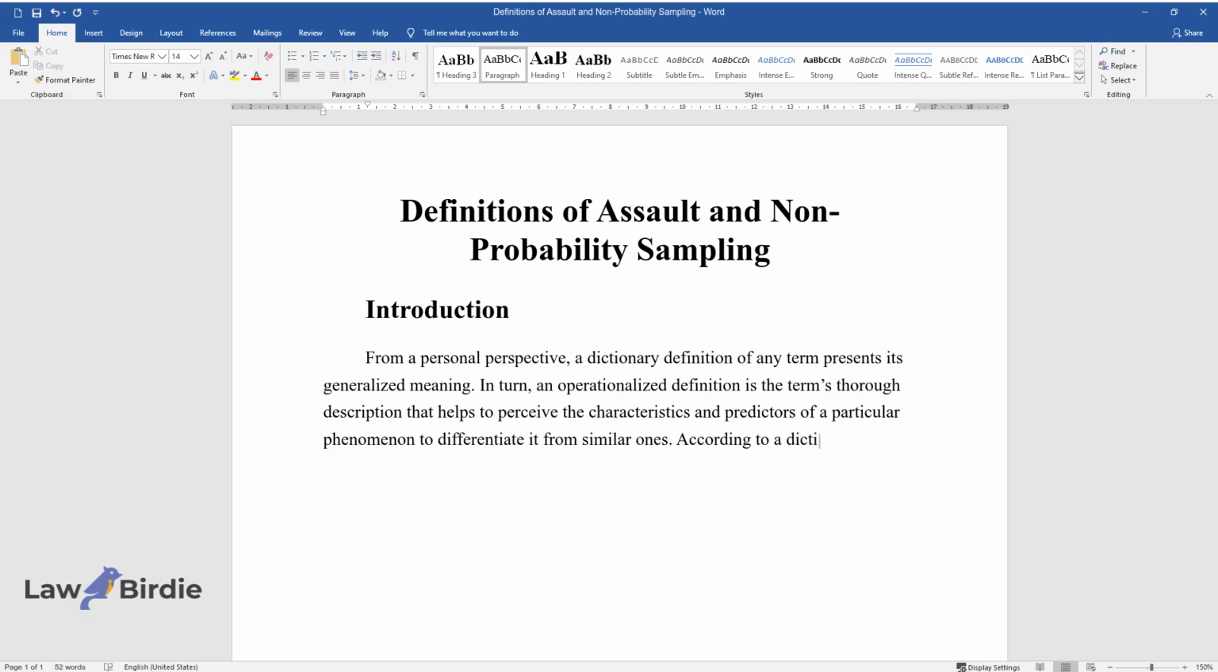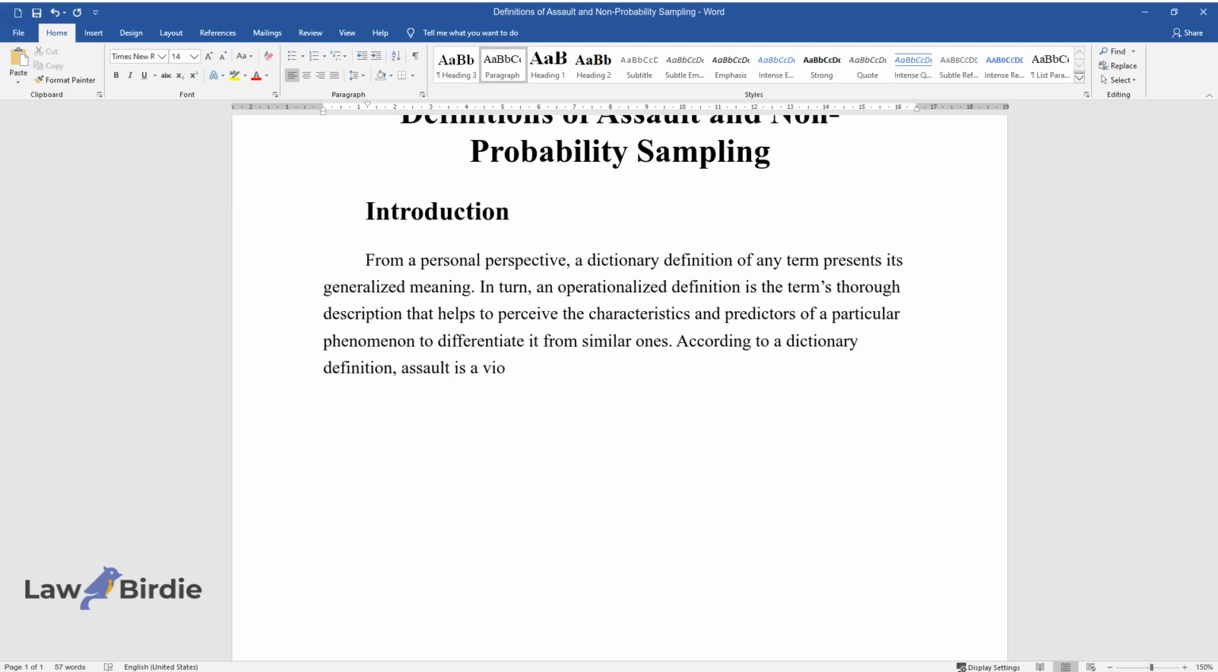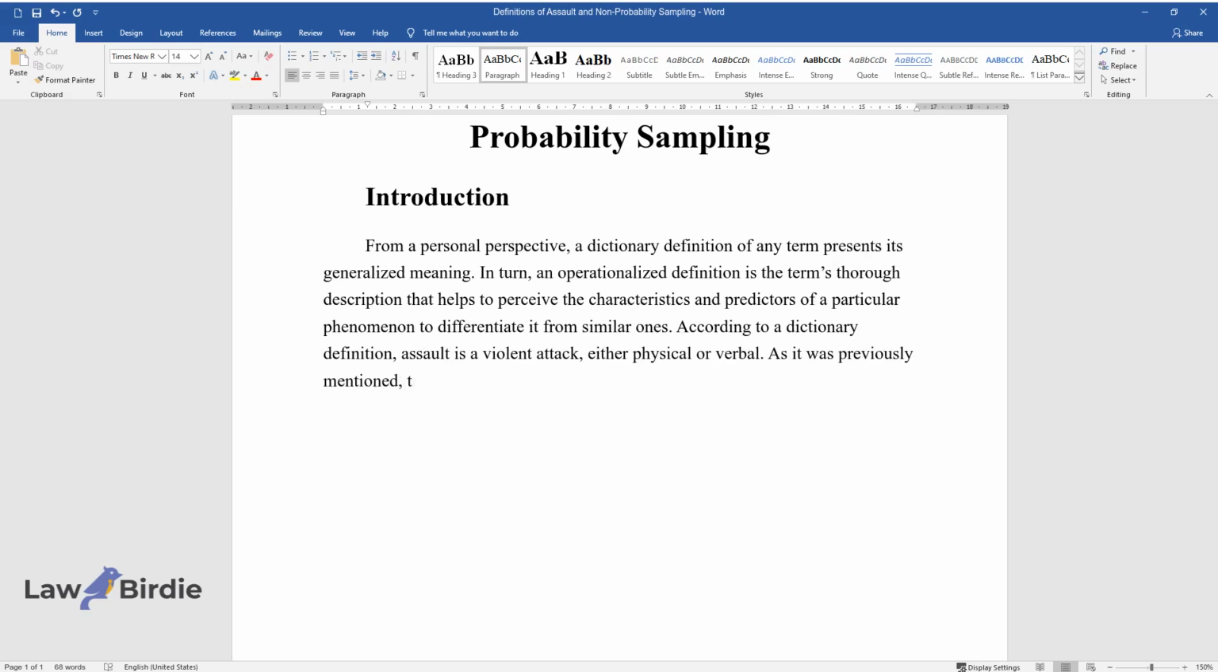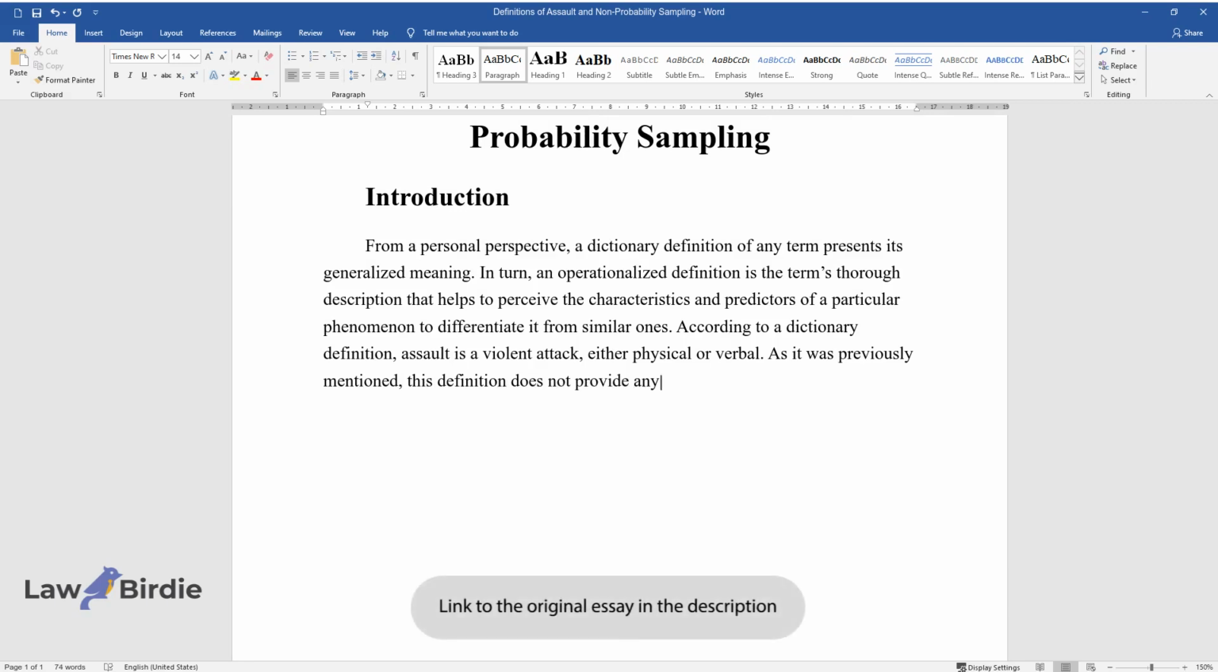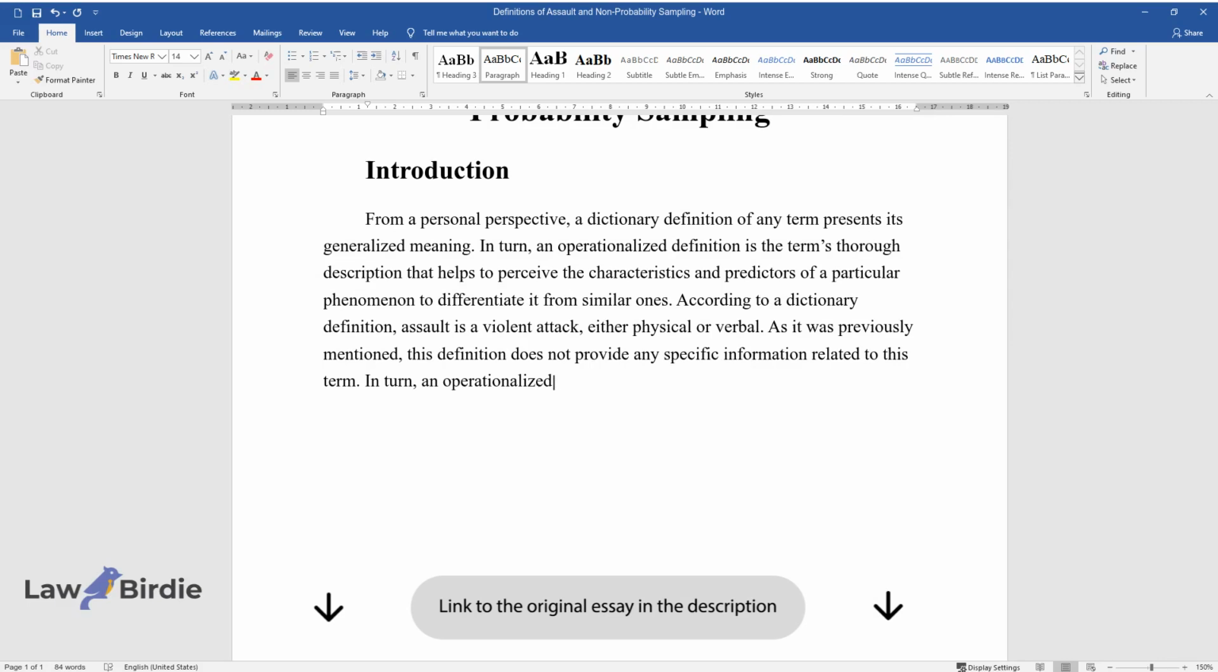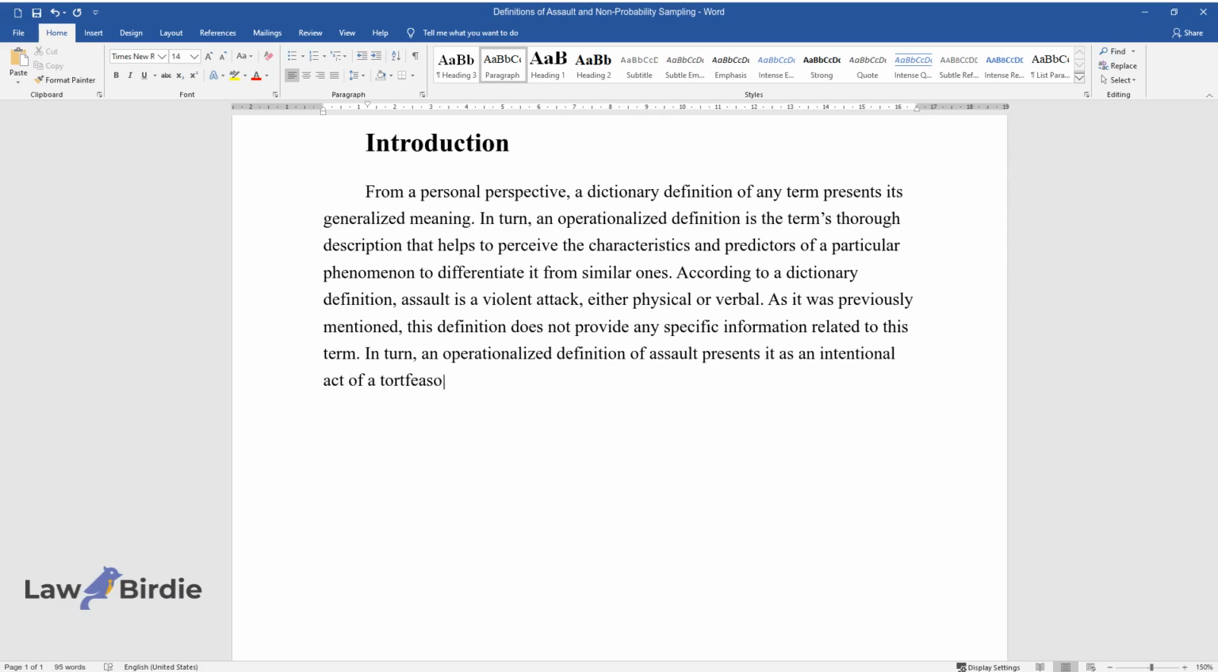According to a dictionary definition, assault is a violent attack, either physical or verbal. As it was previously mentioned, this definition does not provide any specific information related to this term. In turn, an operationalized definition of assault presents it as an intentional act of a tortfeasor that causes a victim to fear imminent physical harm.